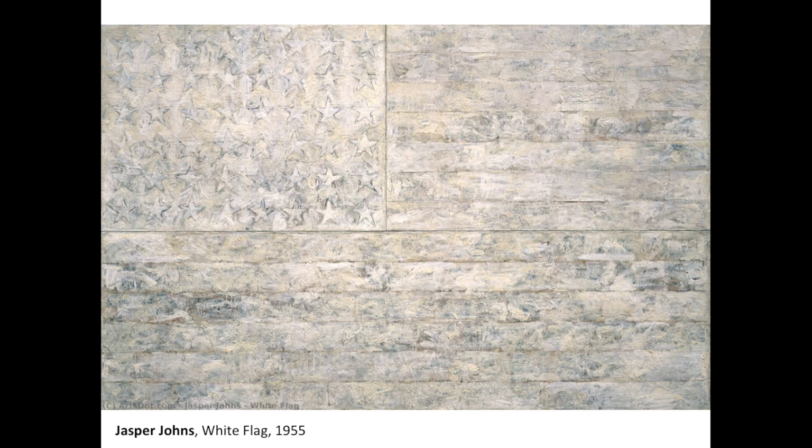Jasper Johns' White Flag from 1955 is another example of a monochromatic work. Using variations of white and super light grays, he takes a recognizable subject matter, the American flag, and changes it by changing its color to monochromatic rather than red, white, and blue. It suggests a similarity. It suggests a continuum.